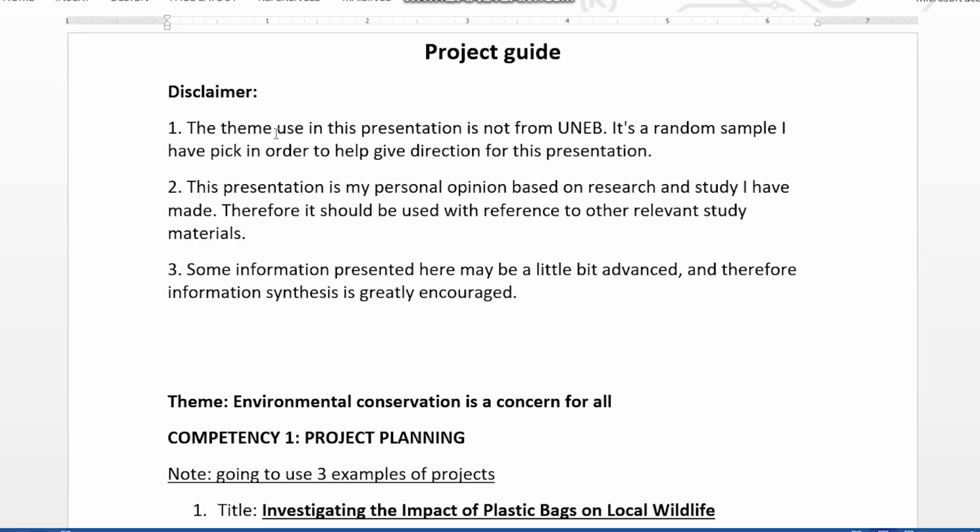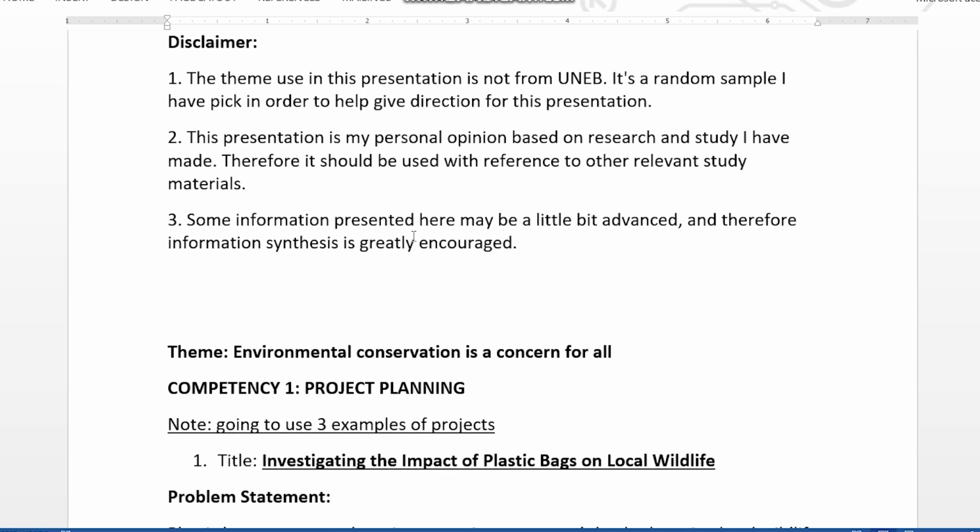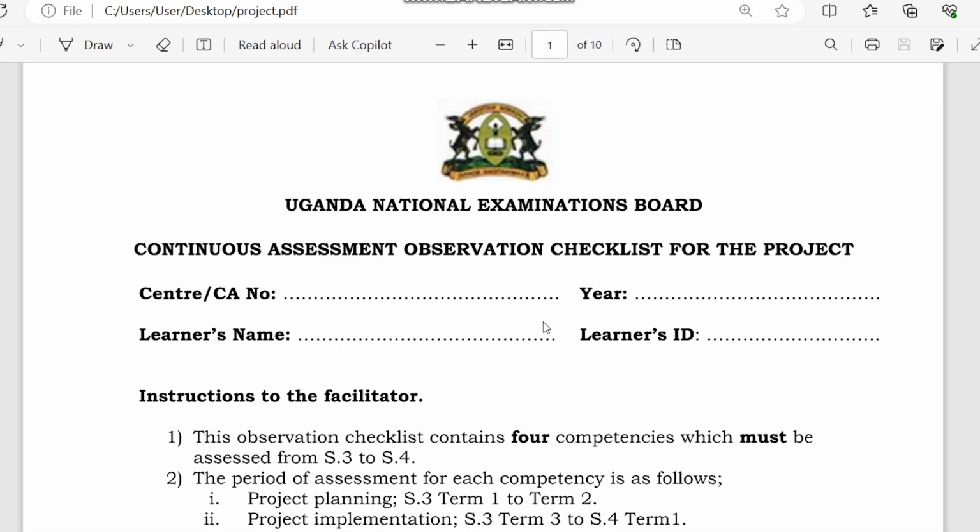But before I begin, I want to put this disclaimer. One is that the theme used in this presentation is not from UNEV. It is a random sample I have picked in order to help give direction for this presentation. Also, this presentation is my personal opinion based on research and study I have made. Therefore, it should be used with reference to other relevant study materials. Some information presented here may be a little bit advanced, and so information synthesis is greatly encouraged. So with those three disclaimers, now let's dive into it.